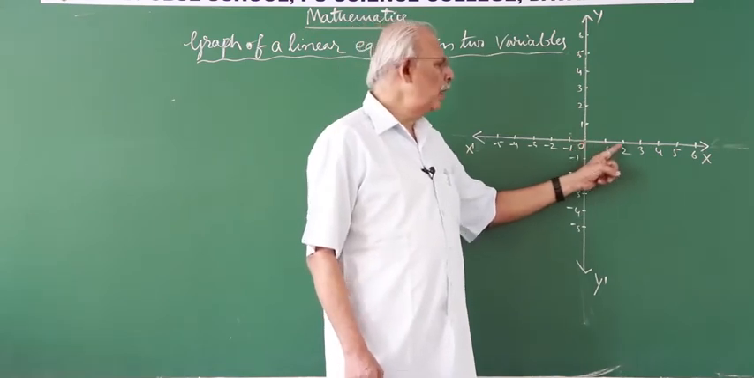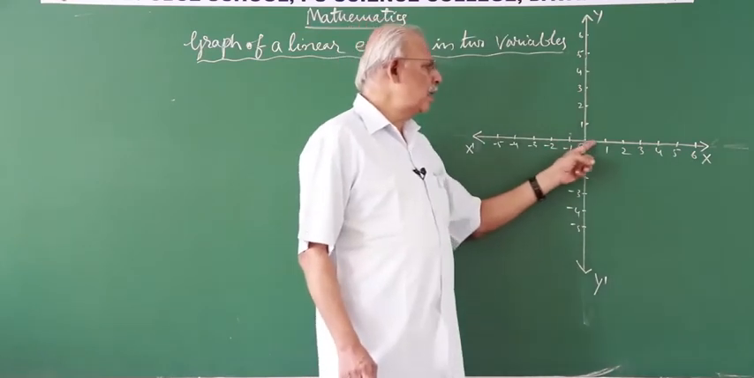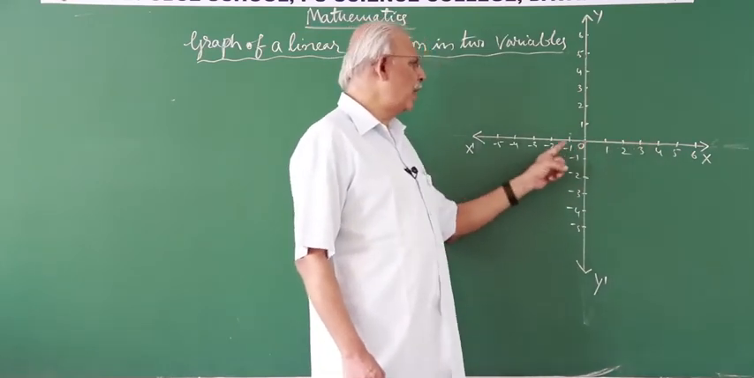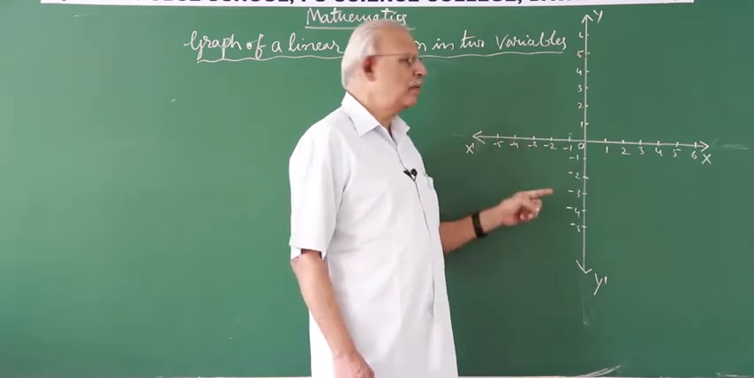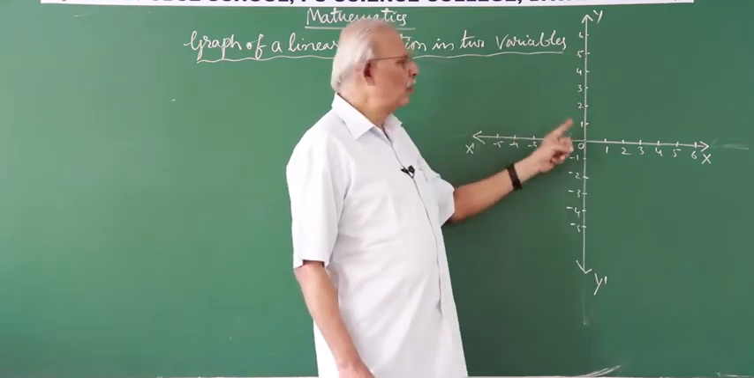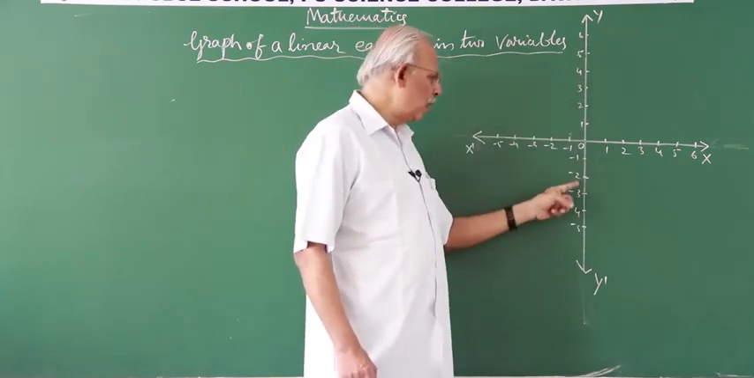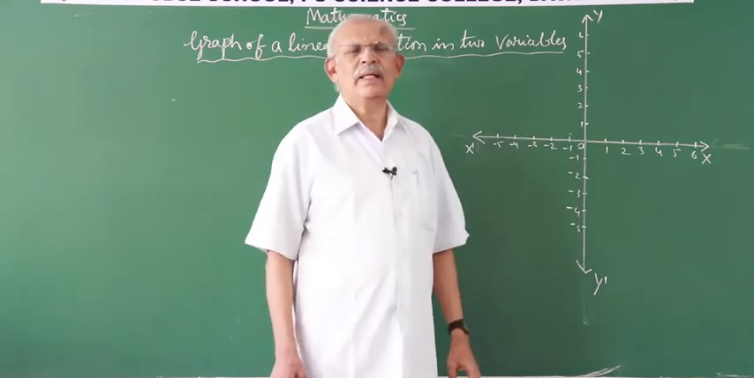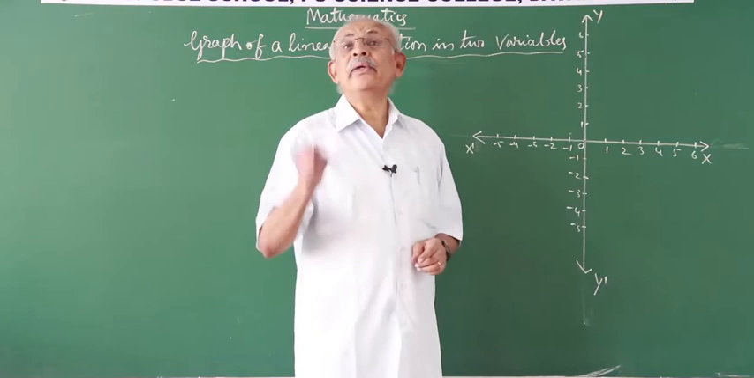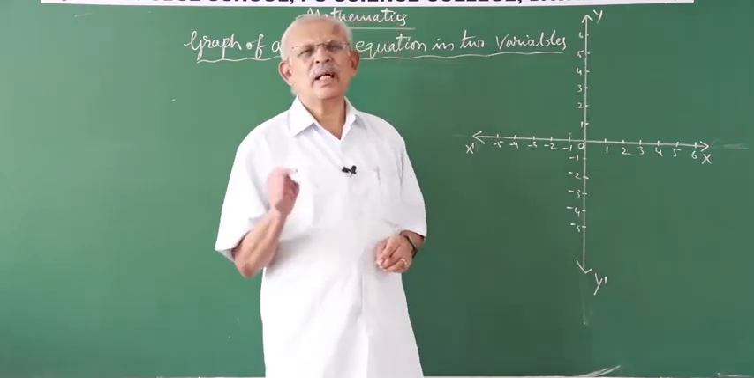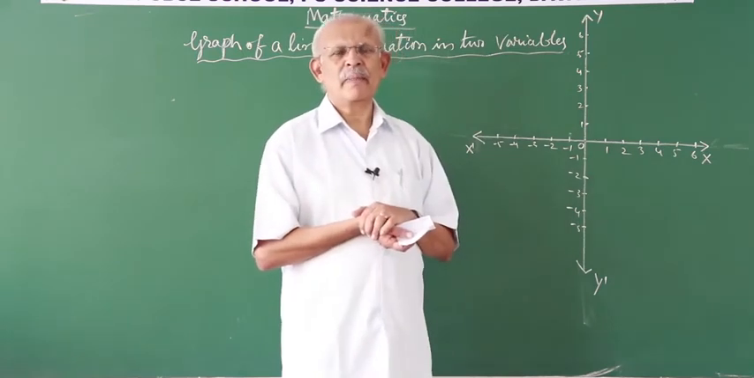Now here, 1, 2, 3, 4, 5, 6 on the right hand side, and from the origin to the left, negative values, -1, -2, -3, -4, -5. Upward, if you go, 1, 2, 3, 4, 5, 6, that is positive. Downward, this is -1, -2, -3, -4, -5, like this. This is the Cartesian plane. And you have to draw the graph of a given equation on this.